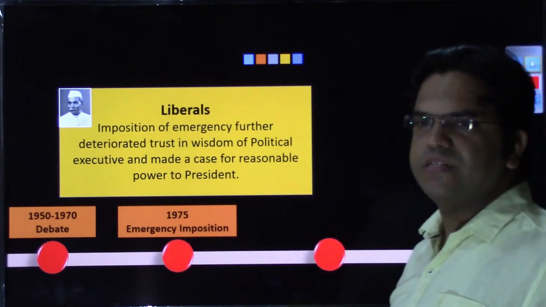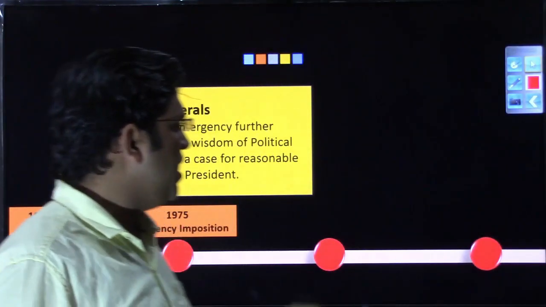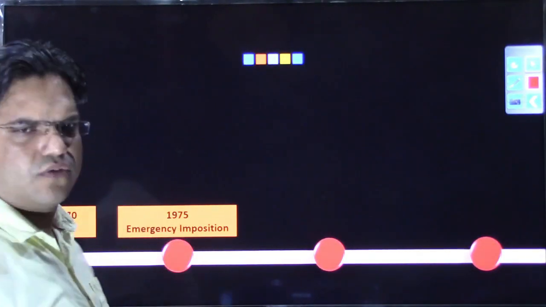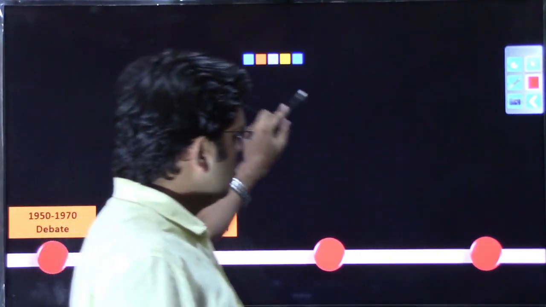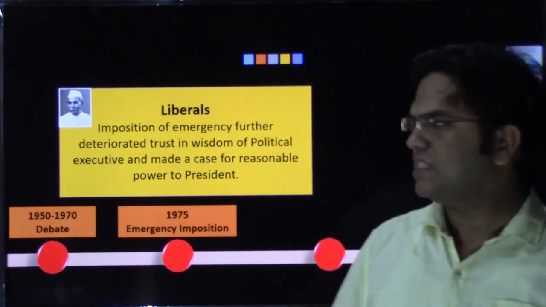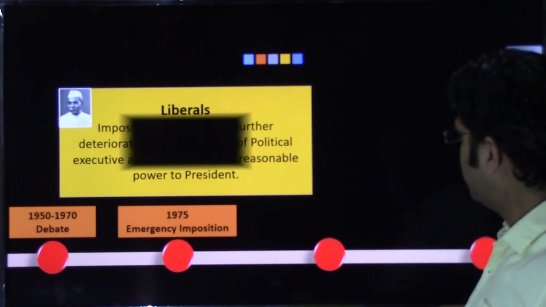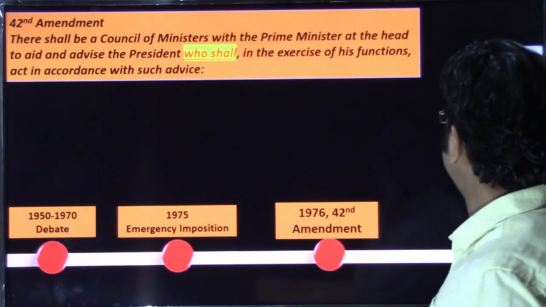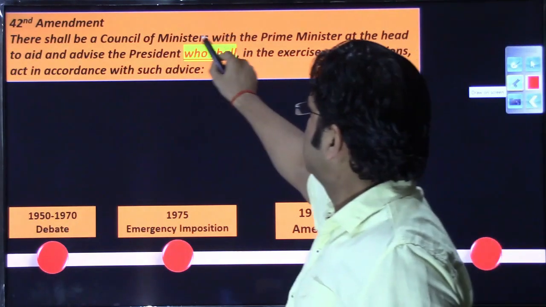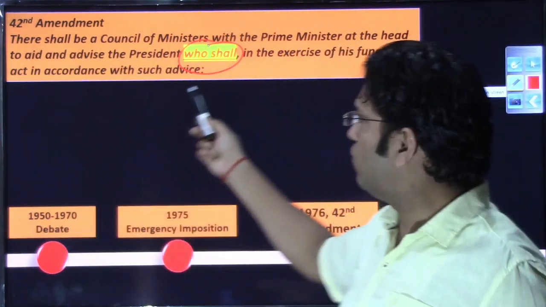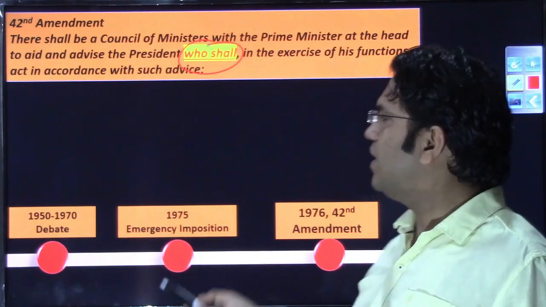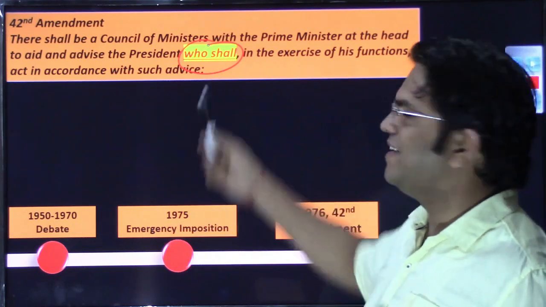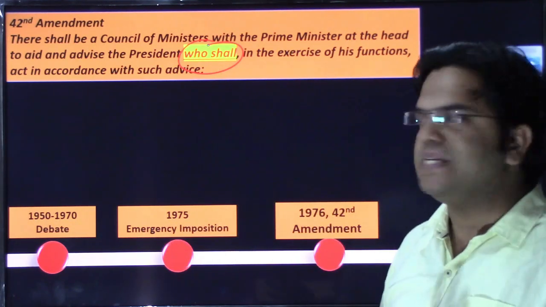So when this narrative started gaining momentum, you see the 42nd Amendment, and the 42nd Amendment made a lot of changes, right. Along with a lot of amendments, you will see that the Indira Gandhi government came with another amendment, and in that amendment what she did is that she inserted just two words into 74(1), which we already have seen, right. So in 74(1), she inserted these two words, that is, who shall. Let us read this article, the whole meaning will be changed.